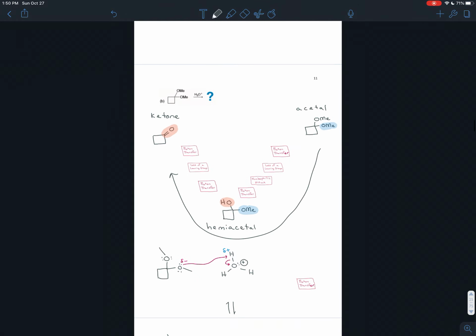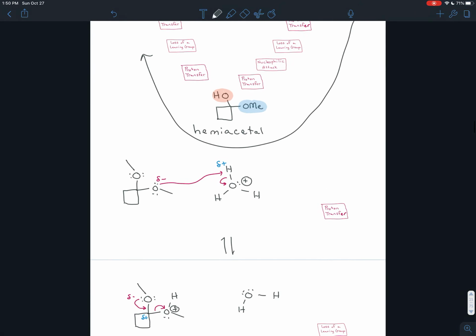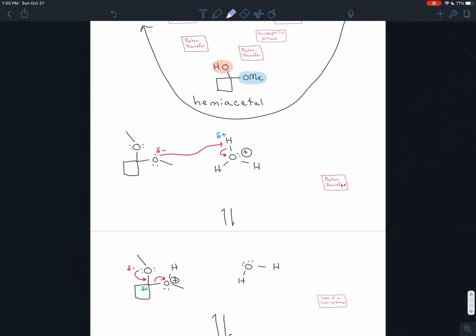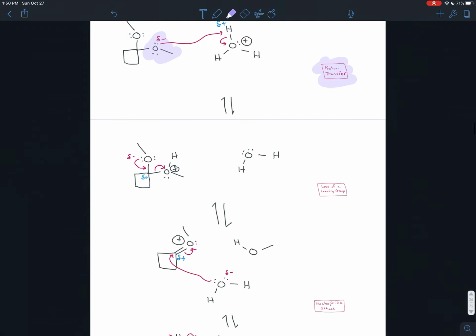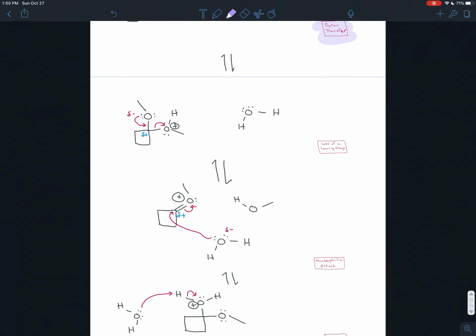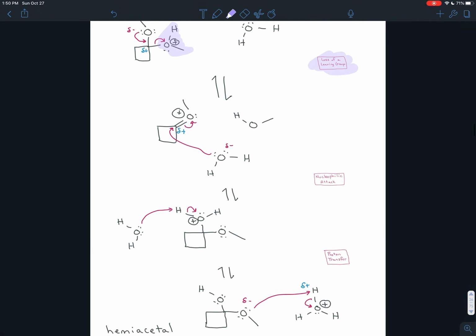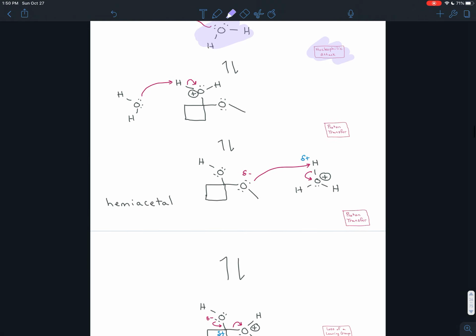So, overall, we did the reverse of acetal formation. We did hydrolysis of an acetal. We turned the first ether into a good leaving group by doing a proton transfer. Then we pushed that ether off as an alcohol. That's loss of leaving group. That created an amazing electrophile that a water molecule then attacked, in nucleophilic attack.